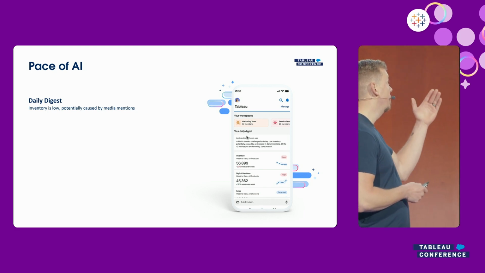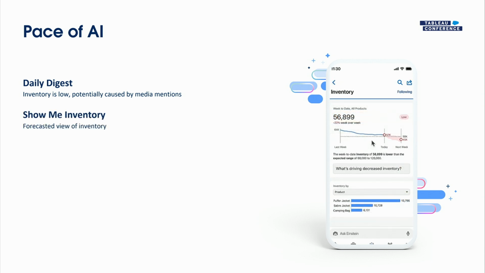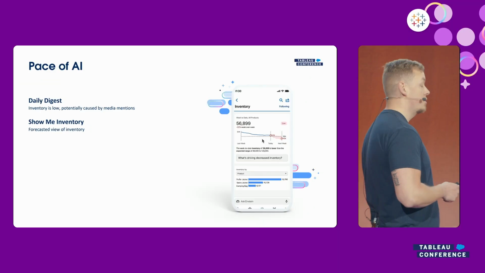I get into my phone. I see my daily digest. And it tells me that inventory is low for a product because of this increase of digital mentions from a social media post. So I click a couple buttons, say, show me what inventory looks like, and it produces a really cool chart. Indeed, inventory is getting low, which is great.